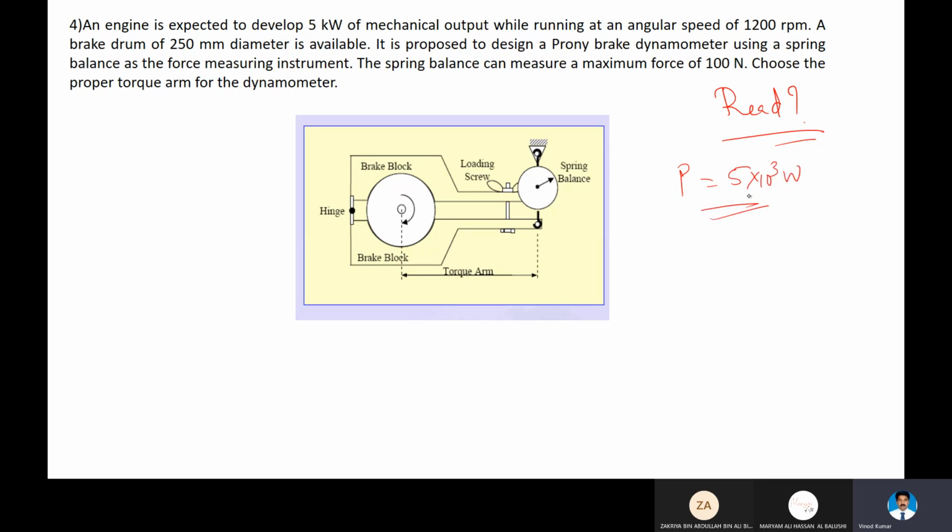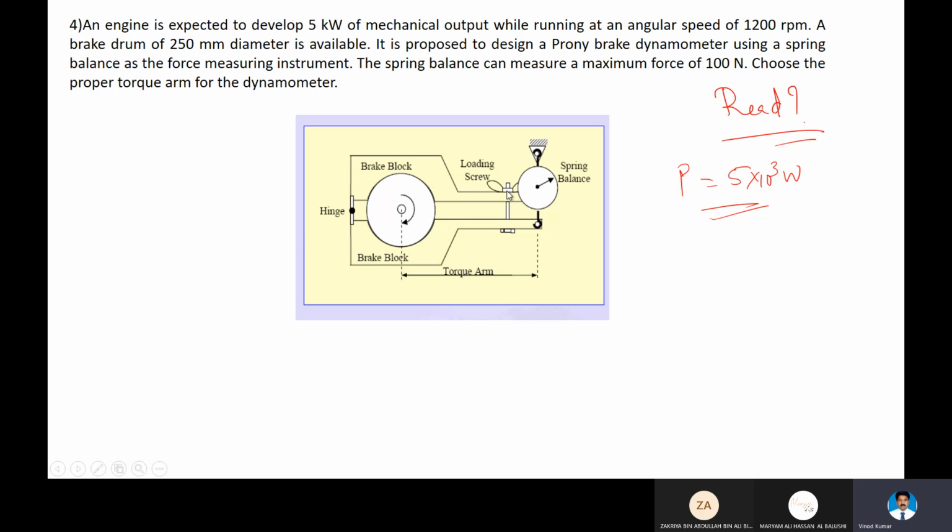So in this setup, what we do is a brake drum dynamometer. We call it a brake drum dynamometer. The engine output is connected with the flywheel, and the rotation of the flywheel is reduced or retarded by a brake. You can see here a block. This is the brake shoe, and we apply load here. This is the loading screw.